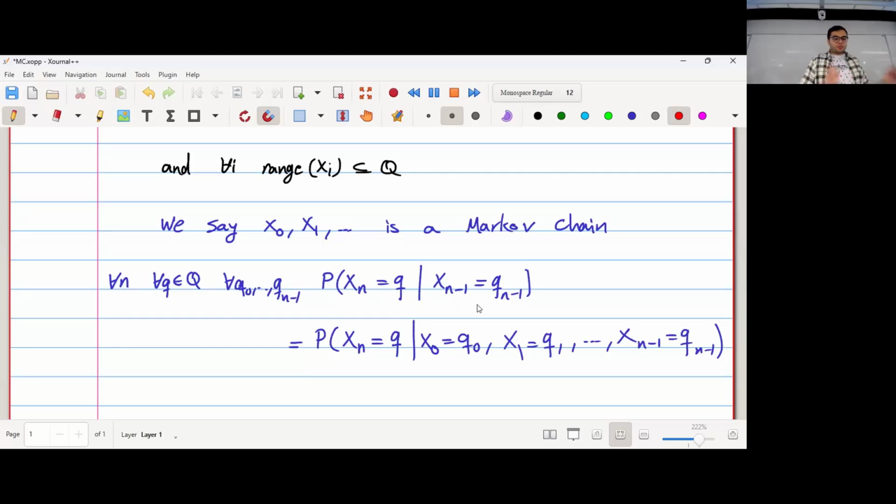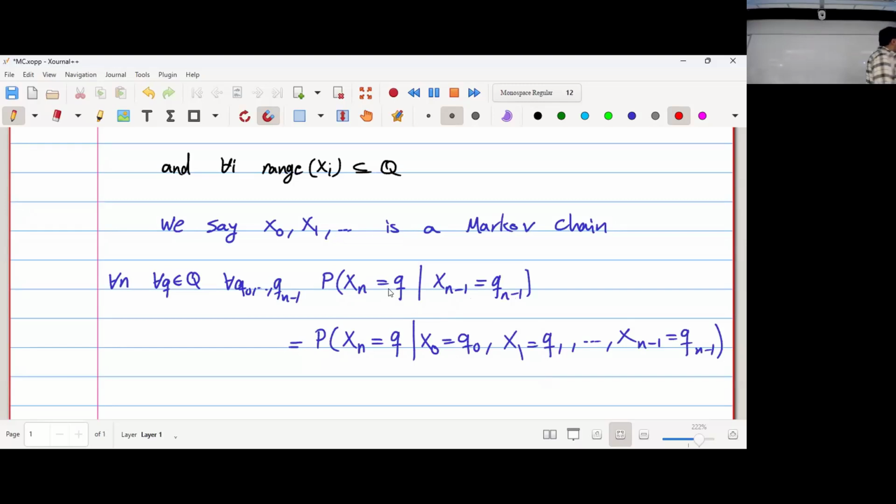Because remember, the probability of A given B was the probability of A intersect B divided by the probability of B. I cannot divide by 0. So here I have to add another condition that when these things exist, they're equal. So whenever the probability of these conditions is not 0, whenever I have these probabilities, they're equal. Okay.